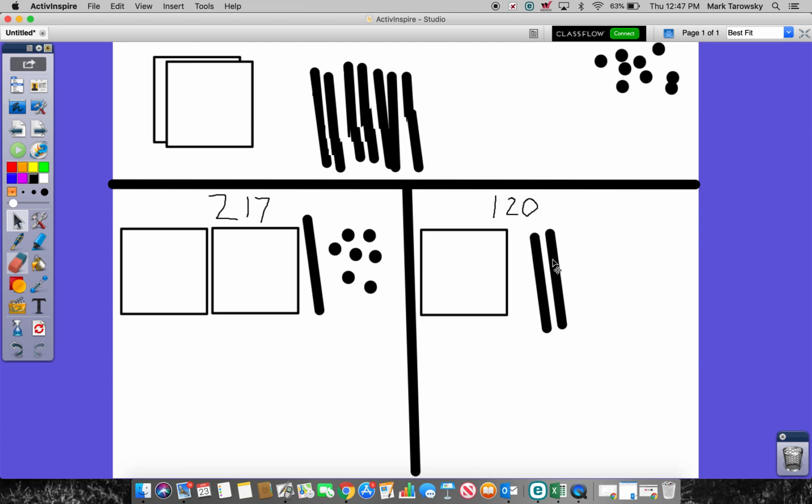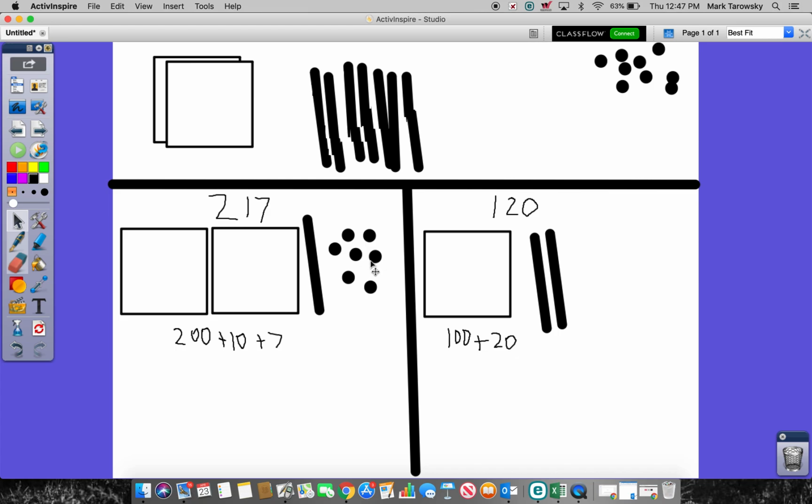100, 110, 120. I'm going to write the equation in expanded form. So 200 plus 10, because we just have this one group of 10, plus 7. And then we have 100 plus 20. And honestly, I don't even need to write the 0 for the ones. I can leave it just like that. Now we're going to add those together. Well, we have no ones over here.